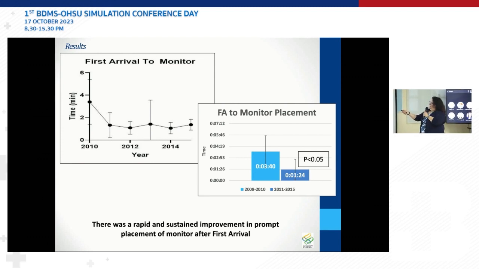Okay, so this is data that basically says from the first arrival, any person of the code team who showed up, to the monitor placement. So our preliminary data showed that we were about 3 minutes and 40 seconds from arrival of the first person to even putting a monitor on, right? That's too long. And I think you can see visually that we had a significant improvement by the year after SCIT was started, and it was really sustained, right? We got our average time from 3 minutes and 40 seconds to 1 minute and 24 seconds. Because in sim, we drilled in, you get there, you make sure someone gets the defibrillator while you're doing CPR, and you put that on. You do not delay putting the monitor on, okay?